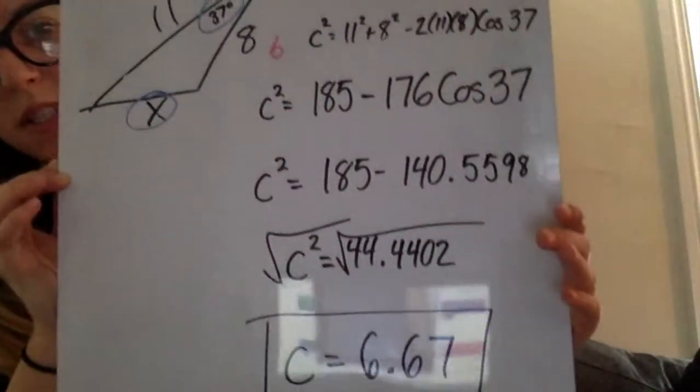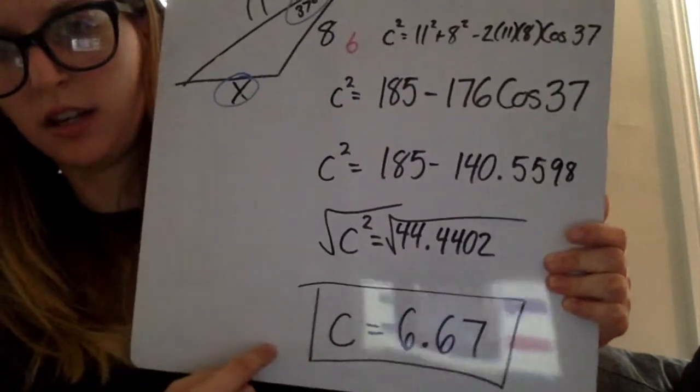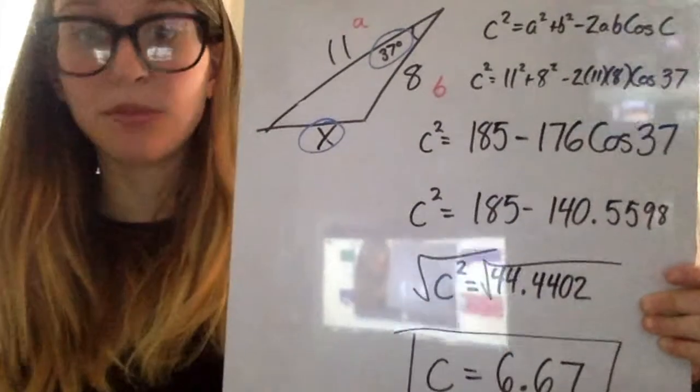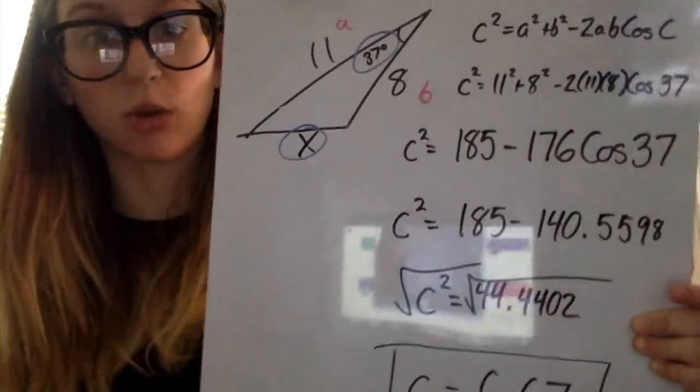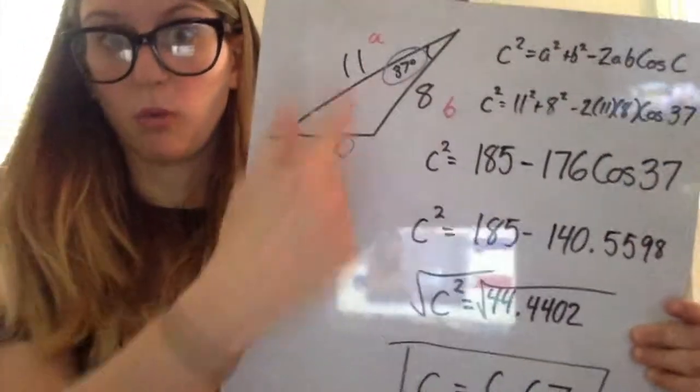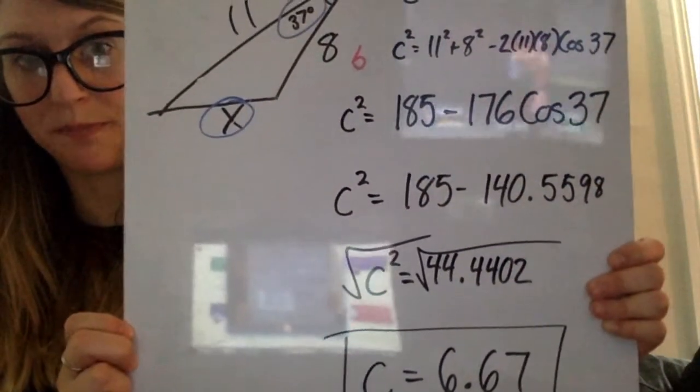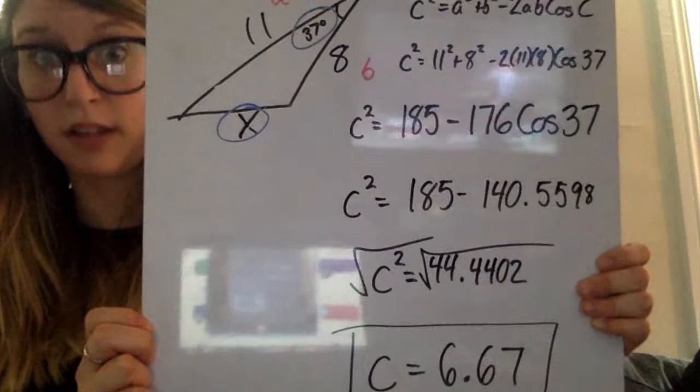Also, something I noticed is that I changed the x to a c to benefit using this formula. If you kept it x, that's okay. Just please don't get confused with knowing what angle to use where. C equals 6.67. Woo! That is a lot. I know it's a lot. And that's why I only have one more for you.